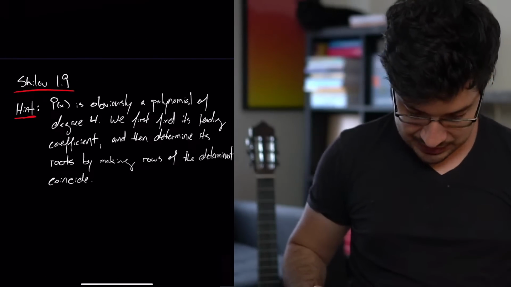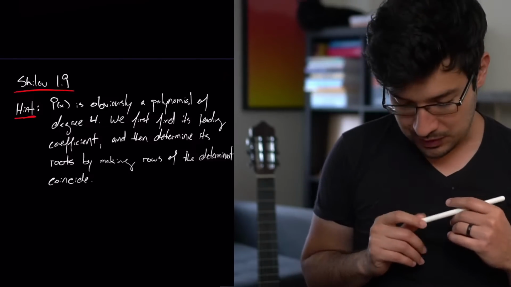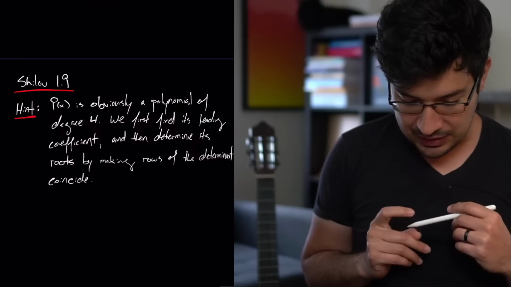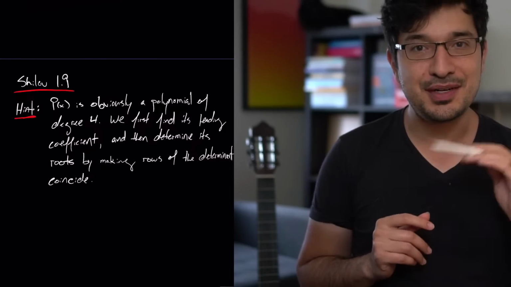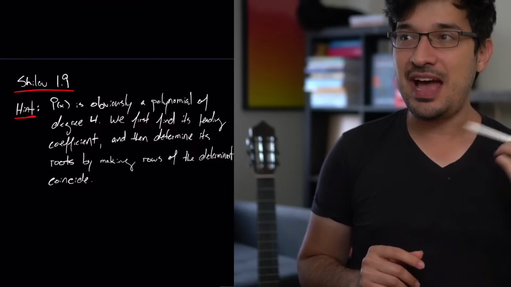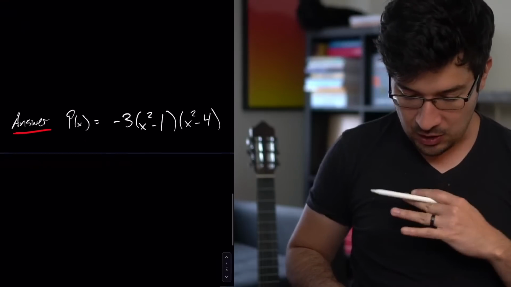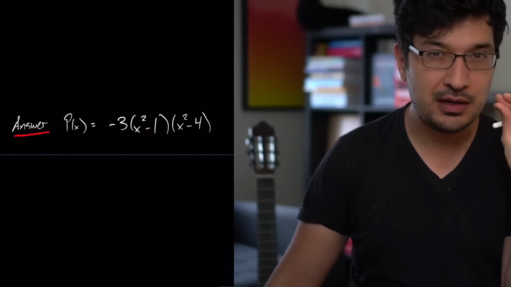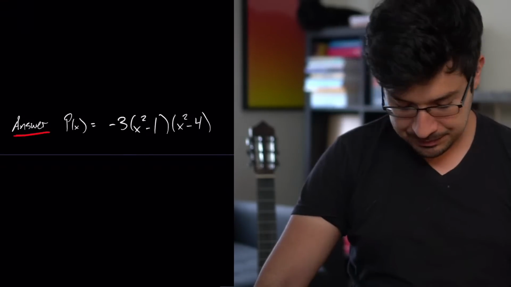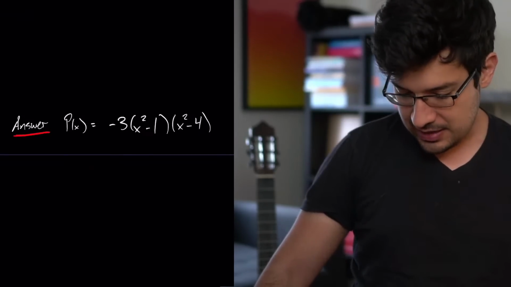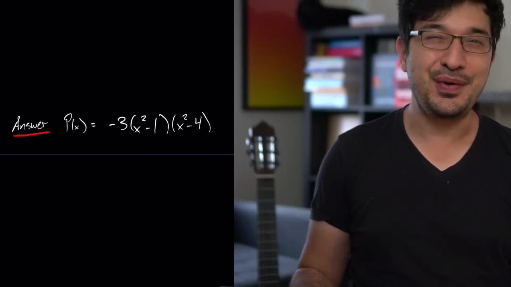First, a hint. P of x is obviously a polynomial of degree 4. We first find its leading coefficient and then determine its roots by making rows of the determinant coincide. I have solved this one on my own. I always try to solve a problem before looking at the back of the book. Here's the answer. P of x is negative 3 times x squared minus 1 times x squared minus 4.